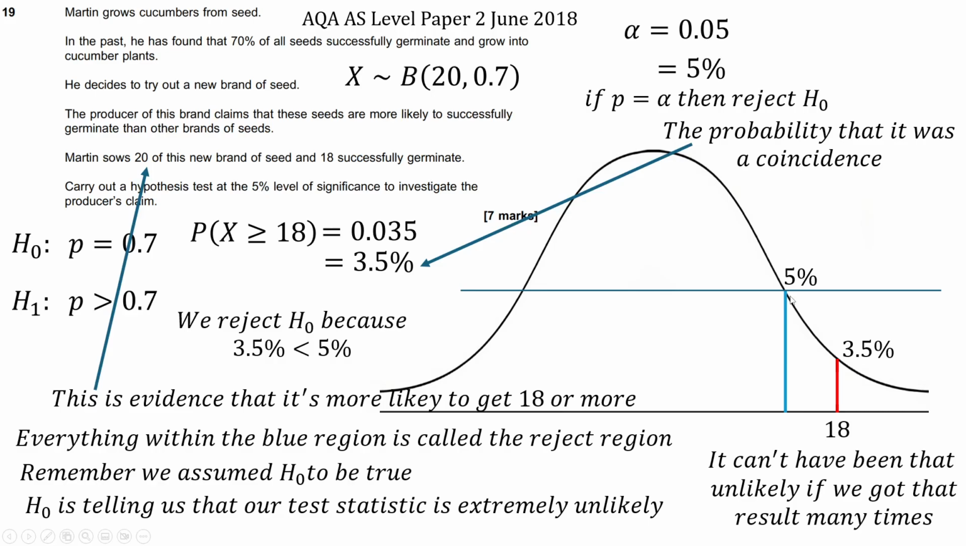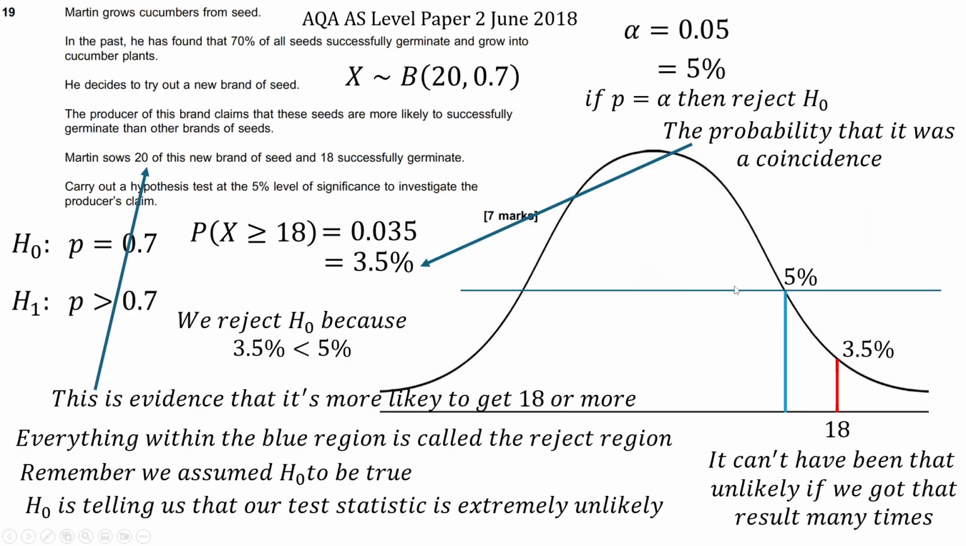So say if we get a 20% chance here, to be honest, there's a 20% chance that it was a coincidence. 20% chance is not too low. It's fair, I think. So if there's a 20% chance it was a coincidence, then we can assume H0 might just be true. It might just have been a coincidence.